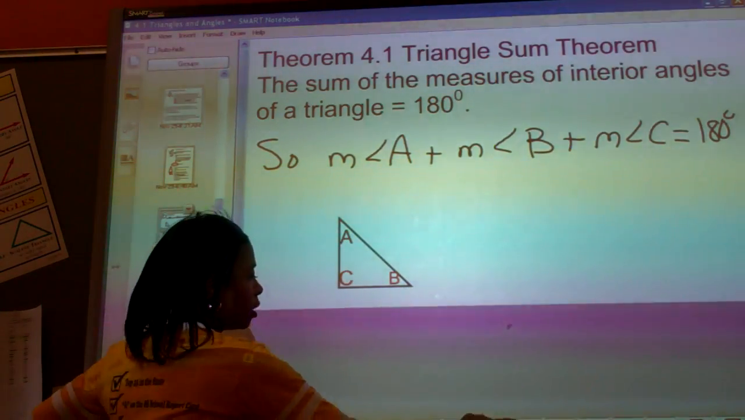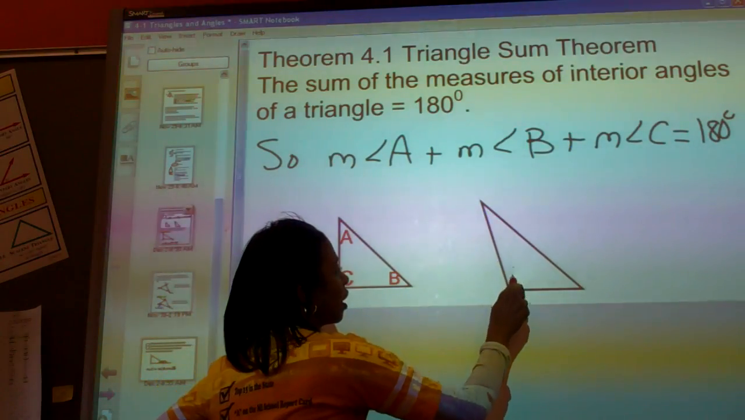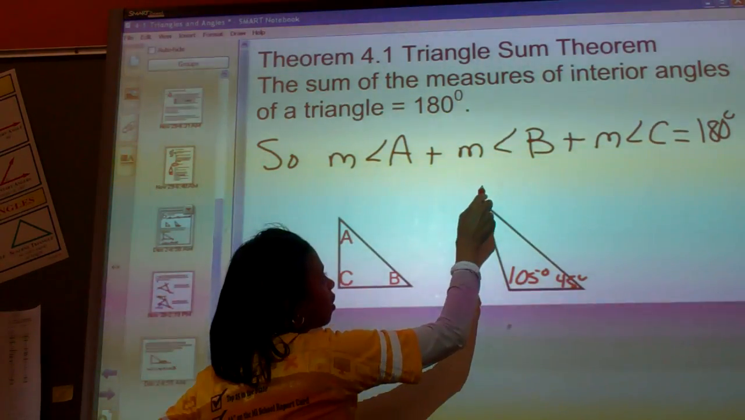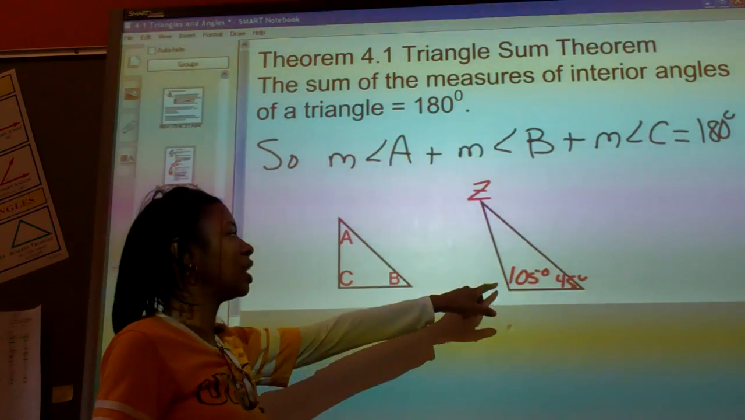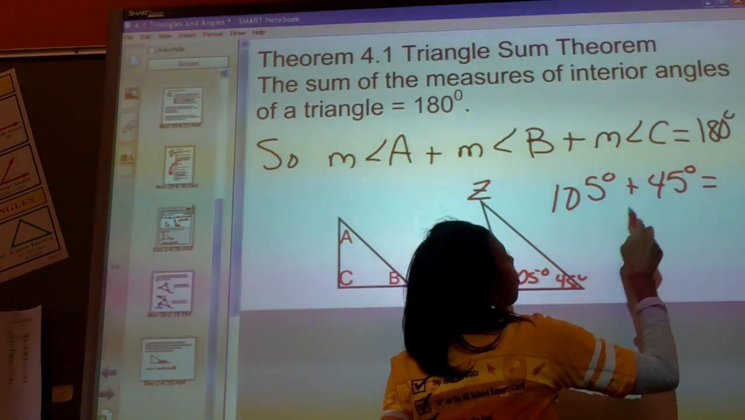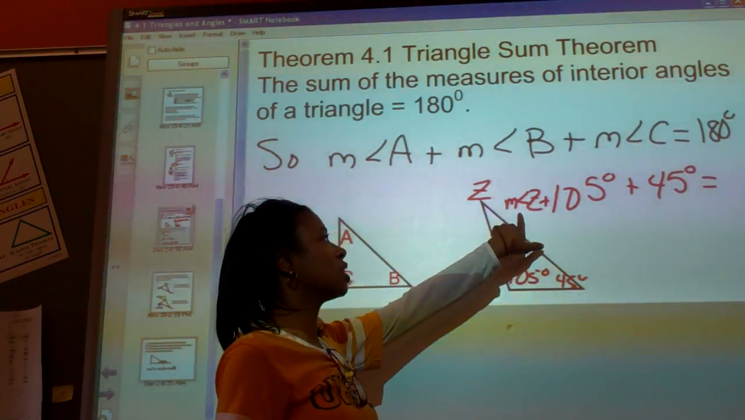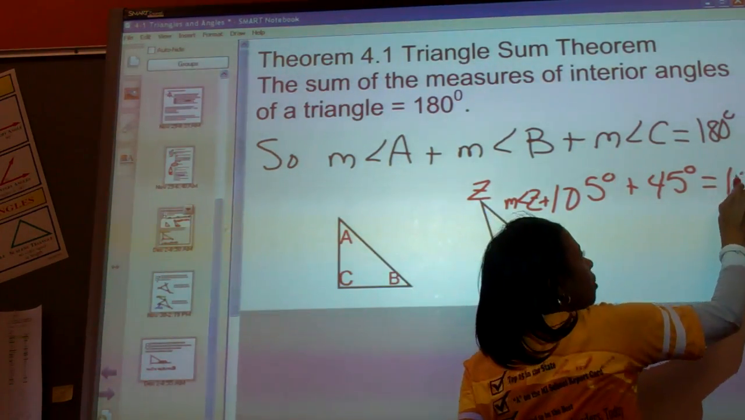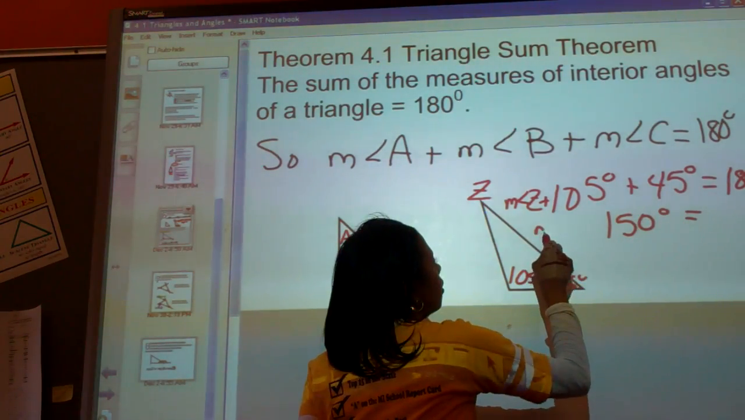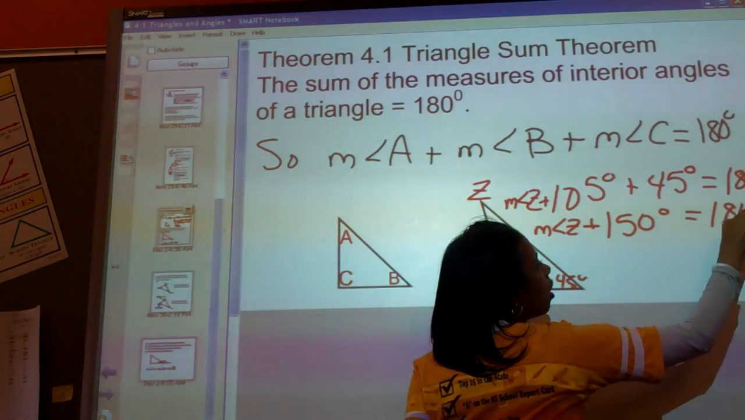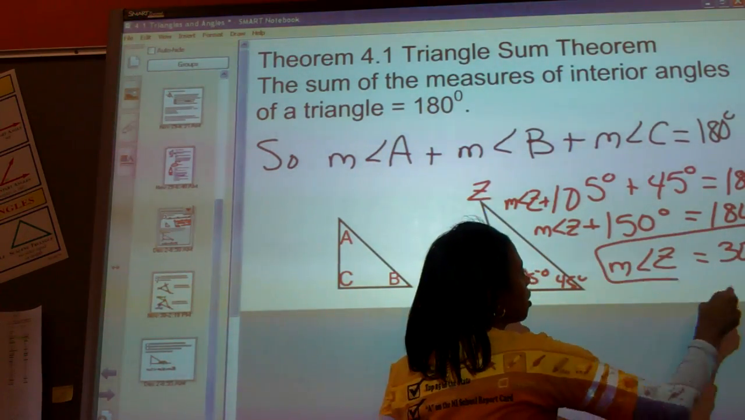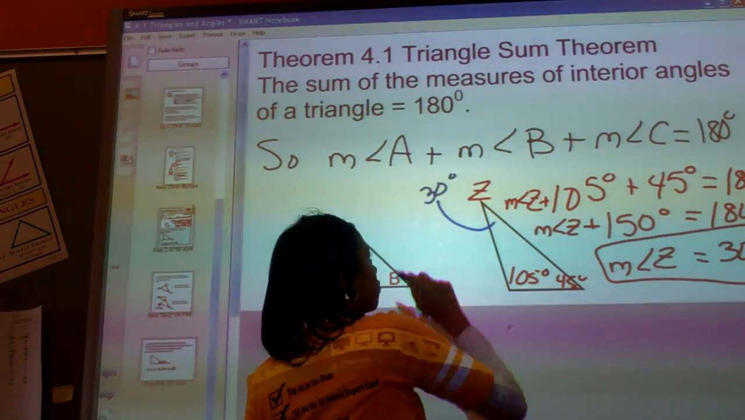So if I'm given a triangle such that this particular angle is 105 degrees here, this angle here is 45 degrees, we could find the missing angle if this is angle Z. The measure of angle Z plus 105 degrees plus 45 degrees, all three must total 180 degrees. Combining like terms, I have 150 degrees. The measure of angle Z plus 150 degrees must equal 180 degrees. Subtract 150 on both sides, and the measure of angle Z will come out to equal 30 degrees. So we could just plug this in, now that we know that the measure of angle Z is 30 degrees.